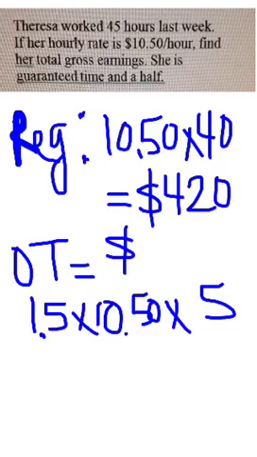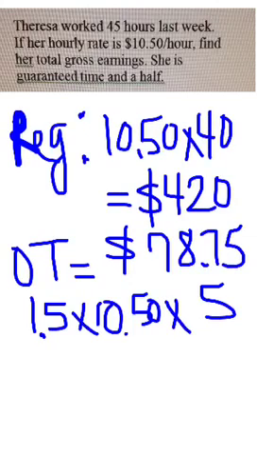When you multiply all three together, and by the way, you don't have to show your actual calculations. You can use a calculator for that, but still show your setup. How did you get the regular pay? How did you get the overtime pay? So the amount of overtime is $78.75.